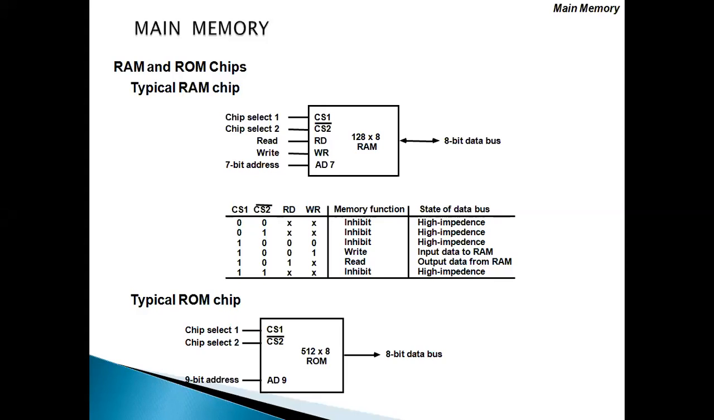Sir, does 128-bit size RAM mean there are 8 such RAM chips in the processor? The 8 chips you will have on the processor. For example, if I say 128 by 4, then what is the meaning? Four chips you will be having. 512 by 4: four chips of 512 size. So yes, same thing we'll have.